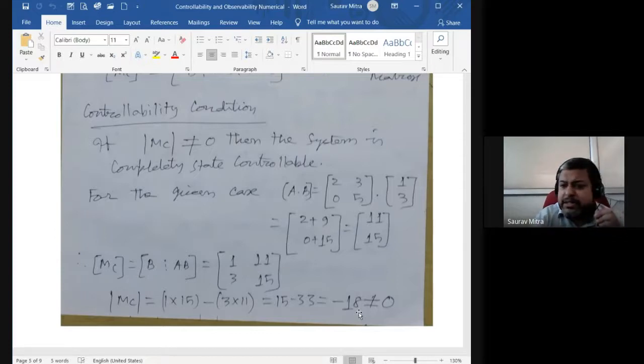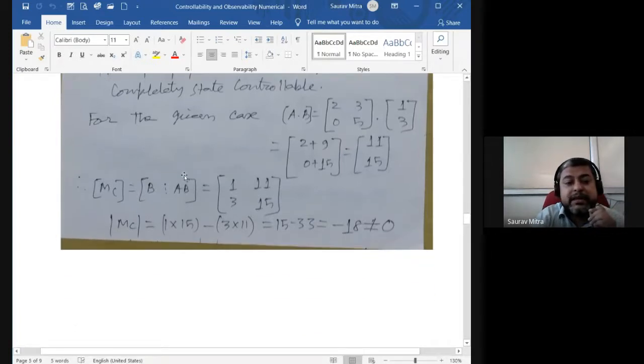So what are the steps? For a second order system, MC is going to be [B AB]. B is given. AB I have to find out by multiplication. Had it been a third order system, I would have to find A squared B, one more step of multiplication. So in the second order system, I first found the controllability matrix. Then I found the determinant of the controllability matrix. I find it to be non-zero.